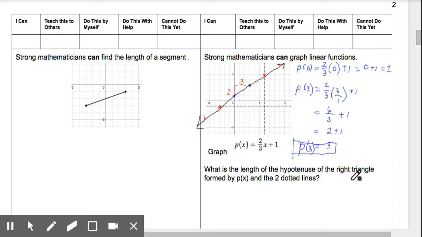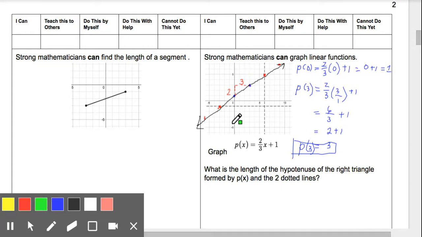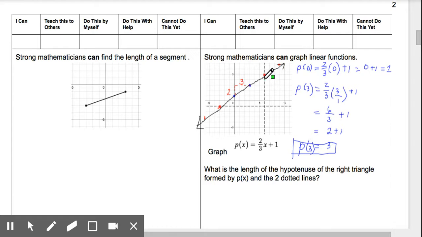Okay. Now, what is the length of the hypotenuse of the right triangle formed by P of x? Here's the line P of x and the two dotted lines. So let's mark that triangle. The triangle marked by this dotted line, this other dotted line, and the line PQ. We have this triangle. This triangle is a right triangle. Now we're asked to find the length of the hypotenuse, which is this side here.